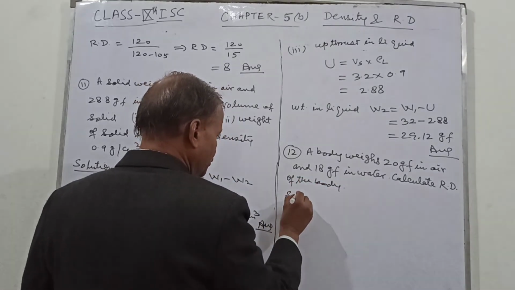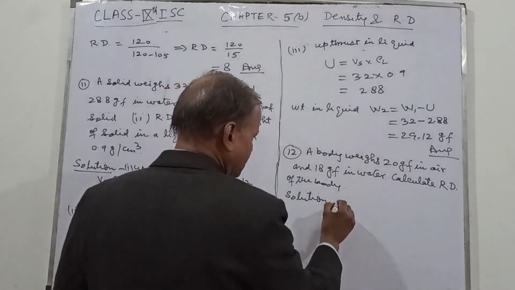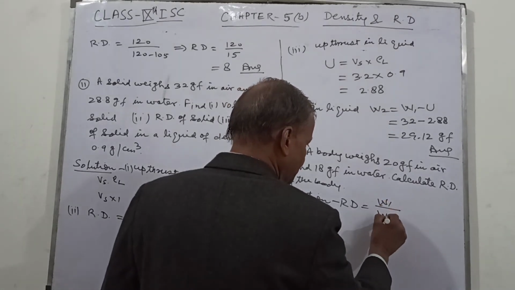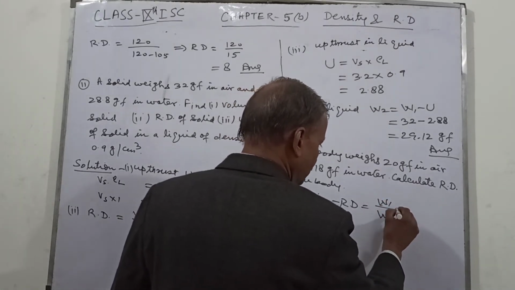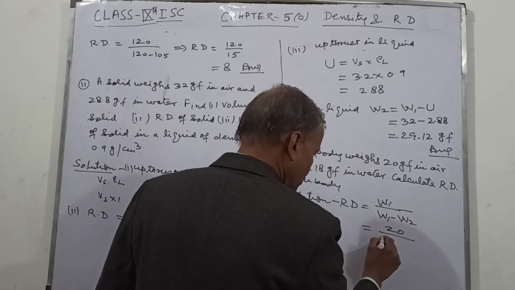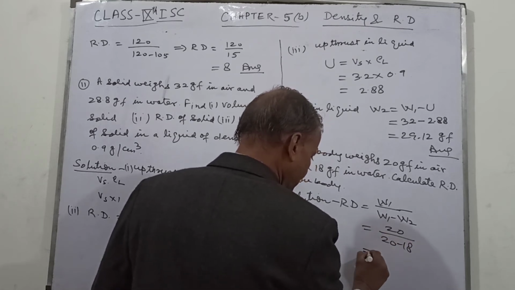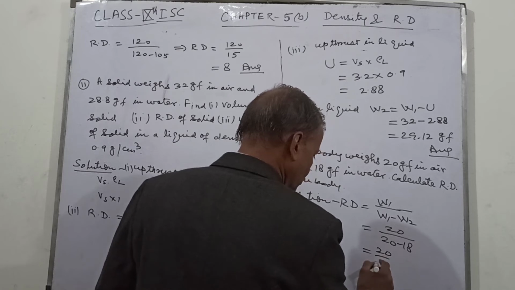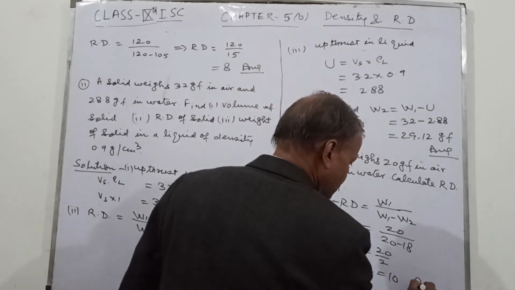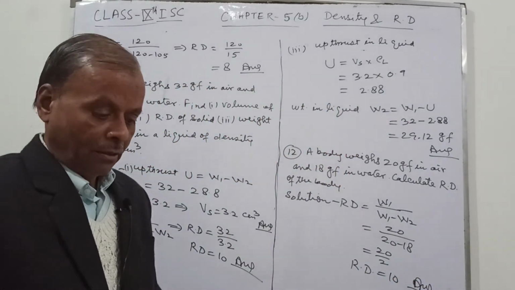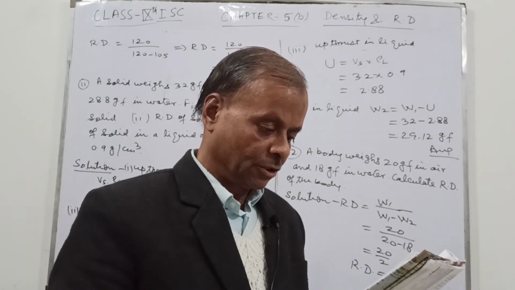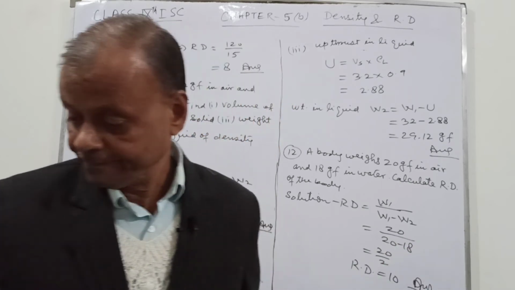So now the solution to this one is RD equal to W1 upon W1 minus W2. So this is now your 20 upon 20 minus 18. So this is now 20 upon 2. So this RD is equal to 10. This is the answer. So this is question number 12, and that's question number 13.